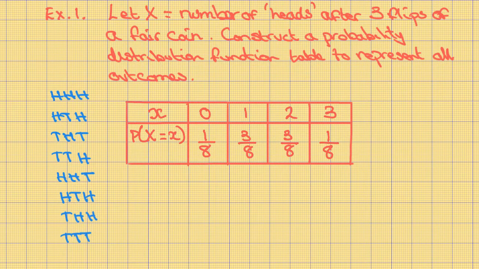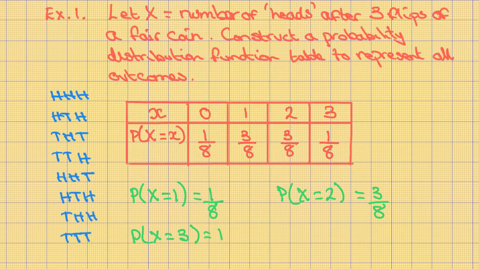Writing the probabilities out below, the probability that X equals 1 is 3 out of 8. The probability that X equals 2 is 3 out of 8. The probability that X equals 3 is 1 out of 8, and the probability that X equals 0 is 1 out of 8.